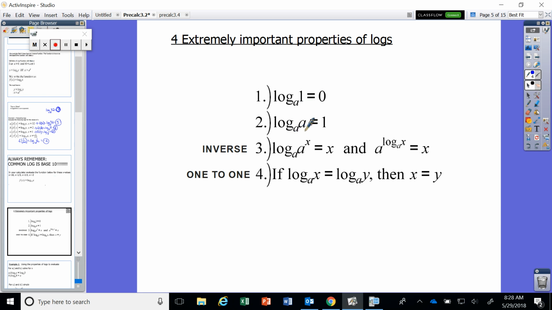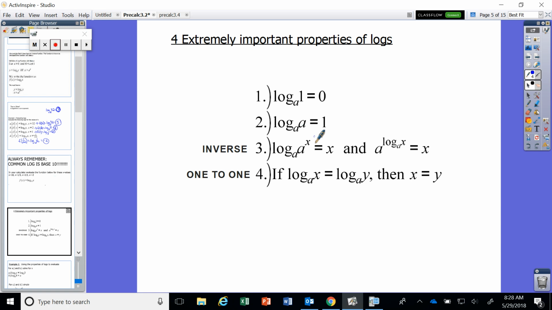Log with the base a of a equals 1. Forever and ever. A to 1 equals a. 2 to the first equals 2. 8 to the first equals 8. 1 million to the first equals 1 million. They can go on and on forever.